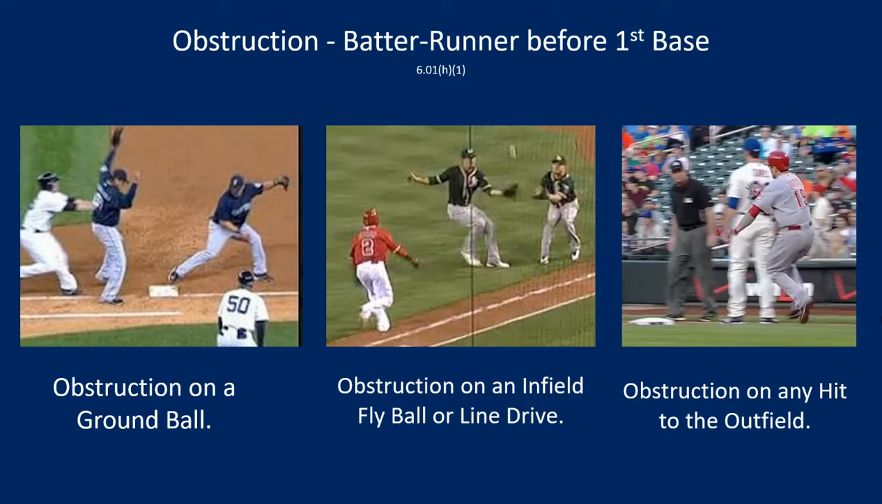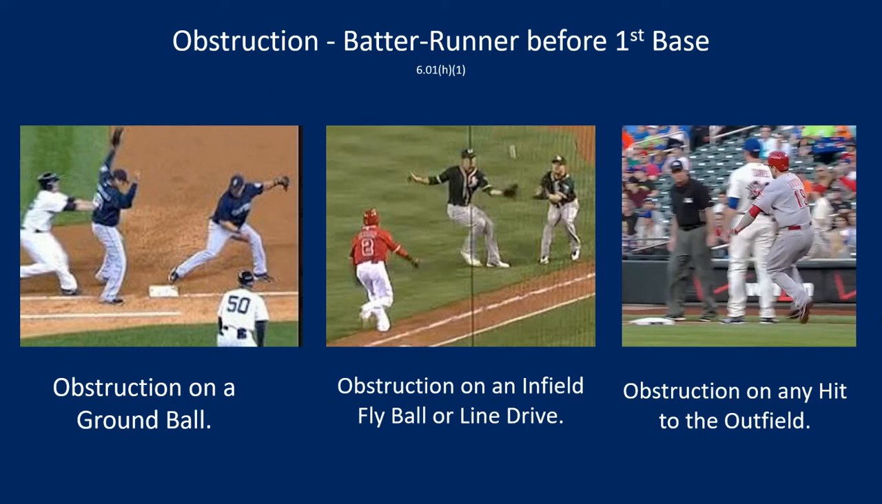We're now going to talk about obstruction on the batter runner before first base. So in the other examples that we talked about, we were talking about runners that were already on the bases. So this obstruction is specific to the batter runner who gets obstructed before they reach first base. And this could happen in 3 different situations.